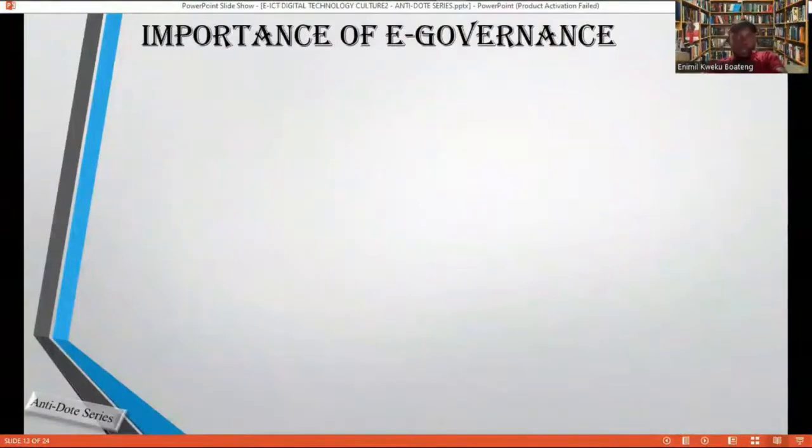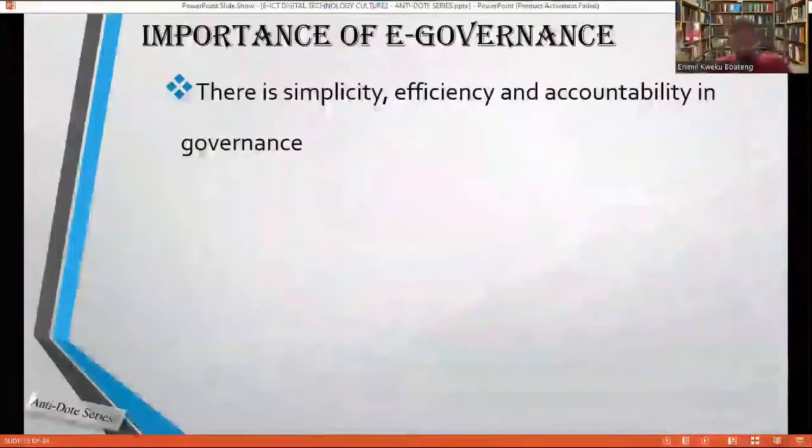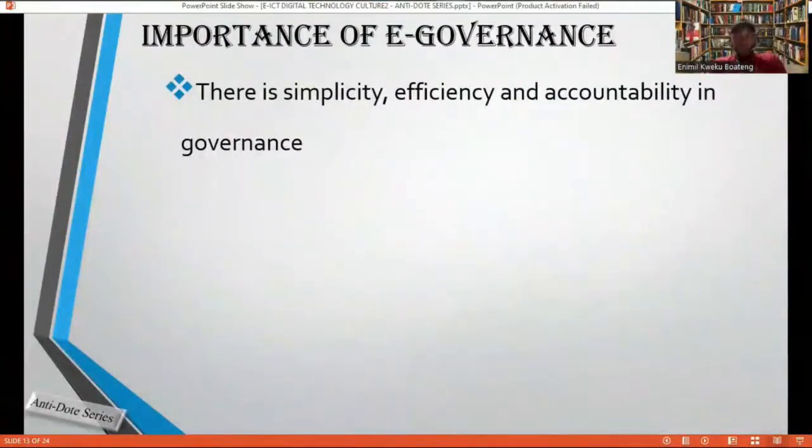Friends, let's look at some importance. There is simplicity, efficiency, and accountability in governance. So when government decides to employ ICT in everything that it does, things will be simple, things will be very efficient, and then accountability will be there. You can hold government accountable because everything is electronic.